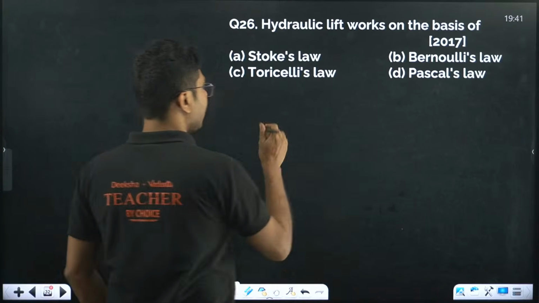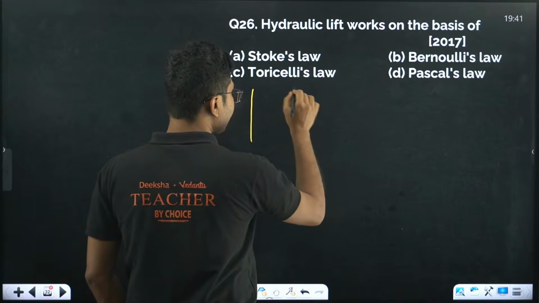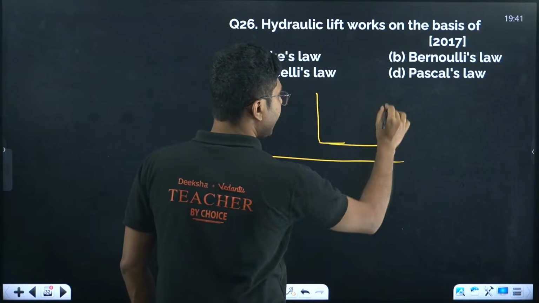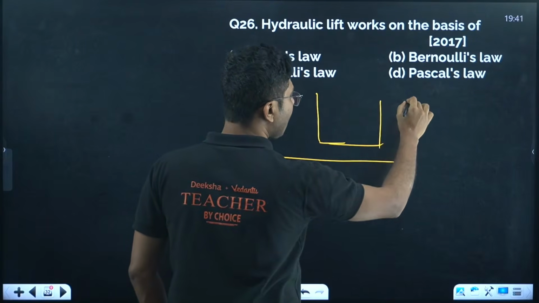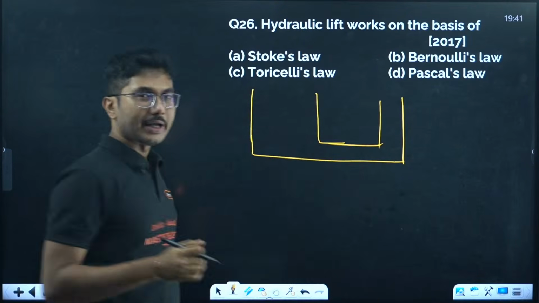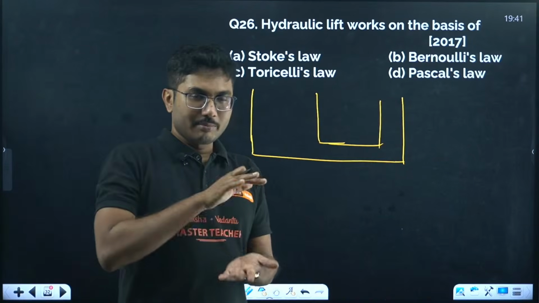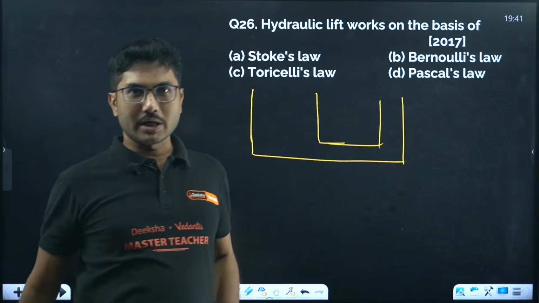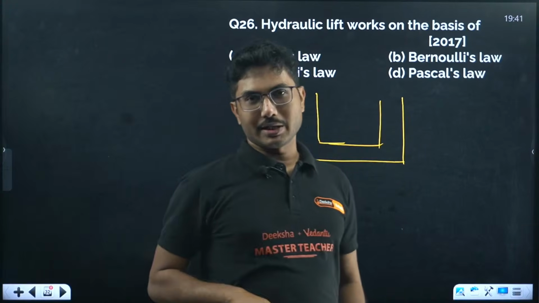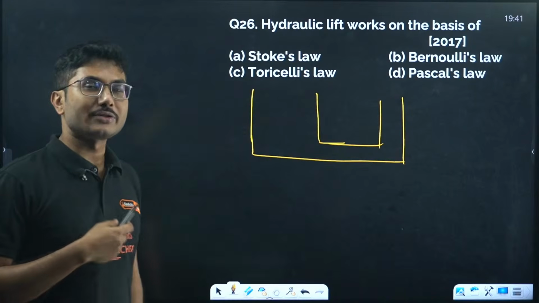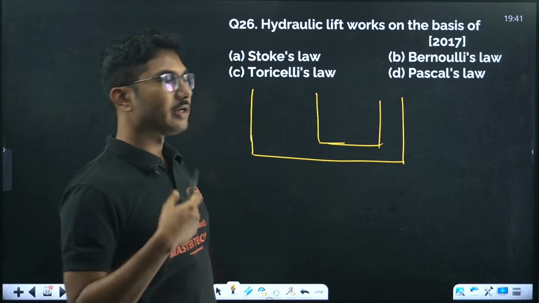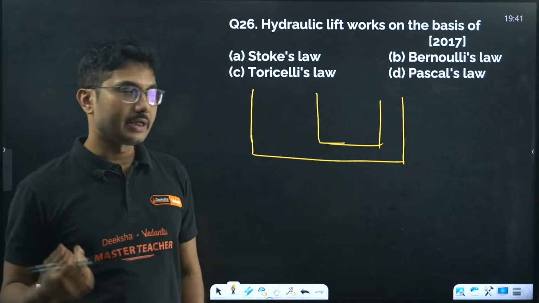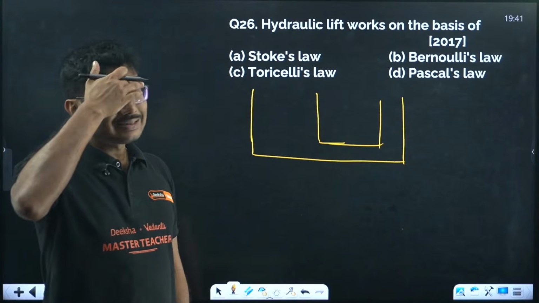What is a hydraulic lift? Suppose we have this, this is called a hydraulic lift. It is very useful if you have seen some car washing or bike repairing mechanics. They use some machine and it goes up, and they wash the bottom of the car using water. Those things actually work under the principle of hydraulic lifting. In fact, the braking system of your car also uses hydraulic lift.